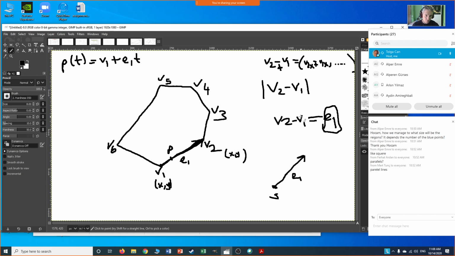If you add V1 to this one, you get V2. So at t is equal to 0, you are here. At t is equal to 1, you are here. So this becomes a parametric line equation. If t goes from minus infinity to plus infinity, you would be representing this extension of this edge going all the way to infinity.